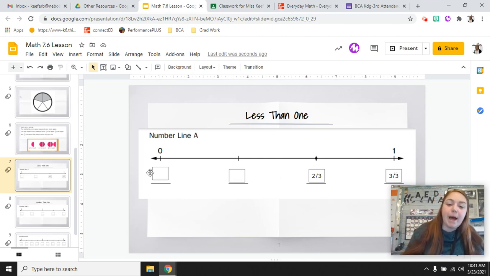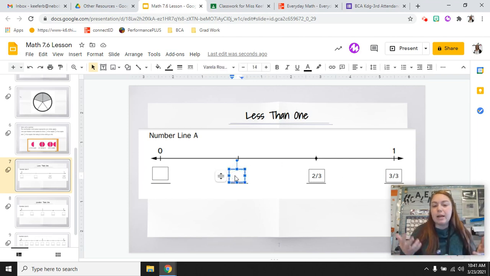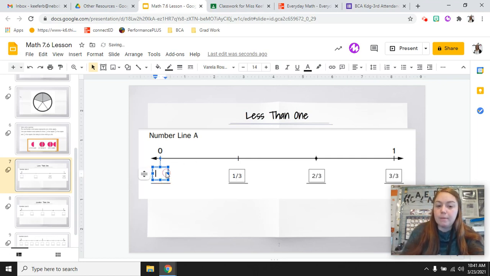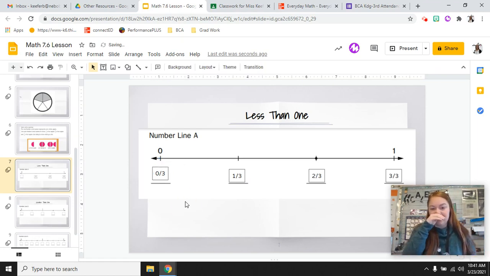Now we got to work our way backwards. So if this is 3/3, 2/3, what would be the next one? Kind of like a pattern. It would be 1/3. And then this one would be 0/3 because we have nothing filled in. So this one would be 1/3, 2/3, 3/3. Okay. So make sure you copy this down on page 232 on number line A.